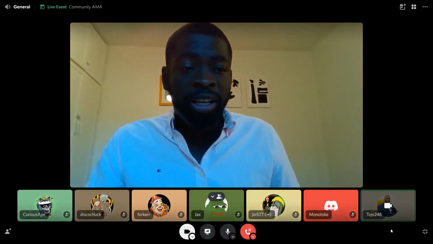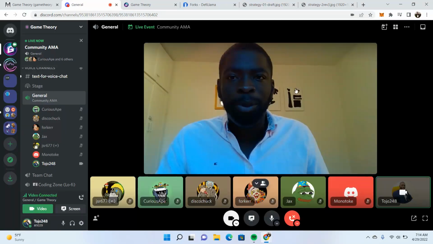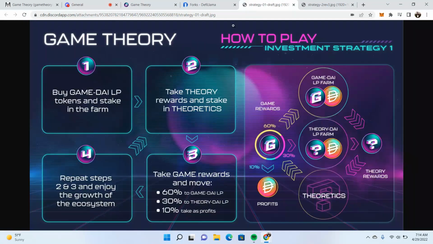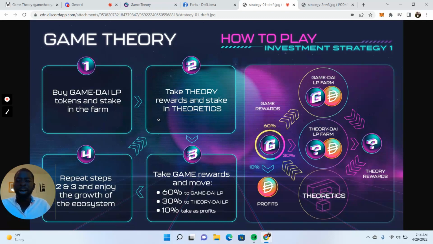We also have released our first two infographics. So if we head over, the first infographic talks about a recommended strategy that people can use coming into the ecosystem. So if we look at the infographic, you can see step one, come in and buy the game DAI liquidity pool tokens and then stake those tokens in the farm. Step two, take the earned theory rewards from the liquidity pool and then go and stake them into theoretics.